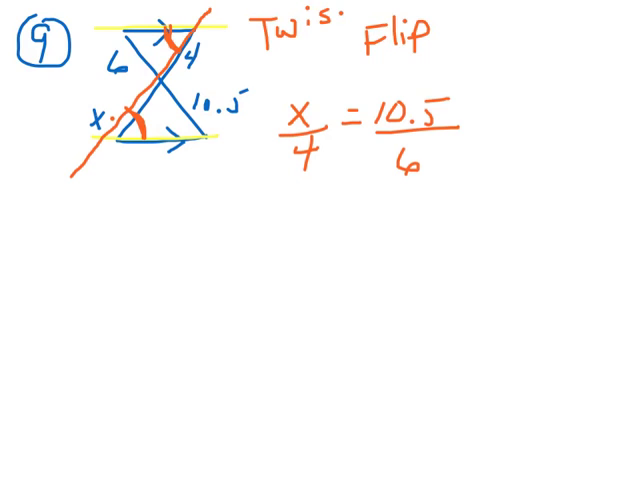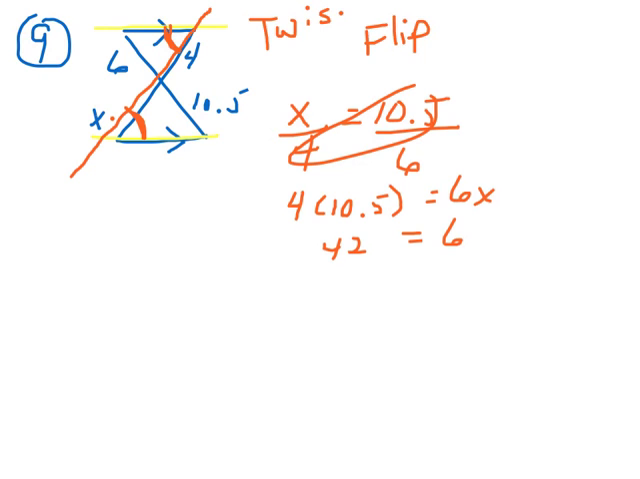Okay? So now if I cross multiply, I get 4 times 10.5, which that's 42. And then I get 6x. So 6x is 42. If I want to get x by itself, I could divide both sides by 6, and I'd get x equals 7. So that's what we would do on this one.